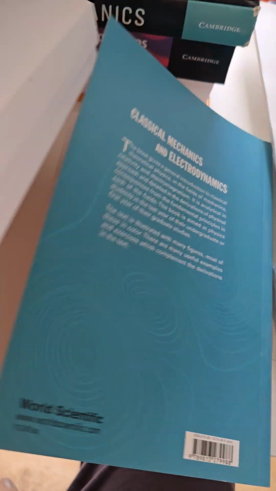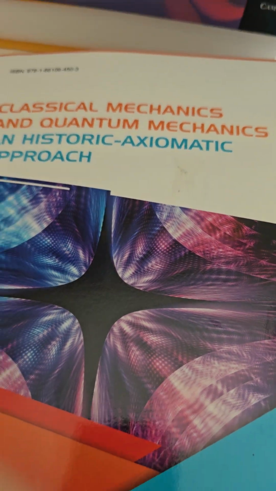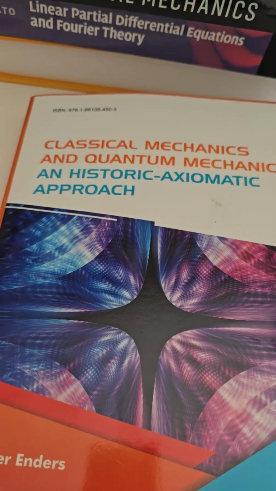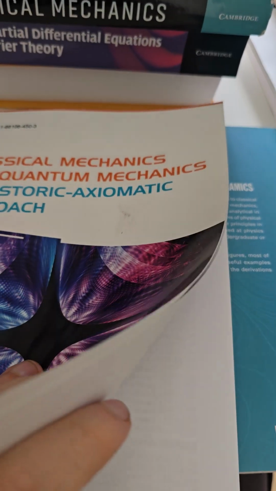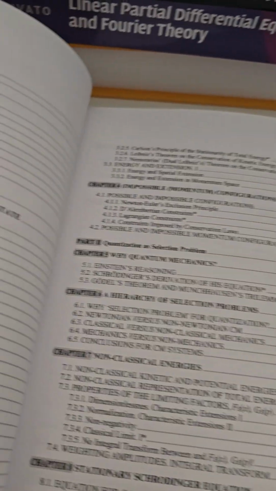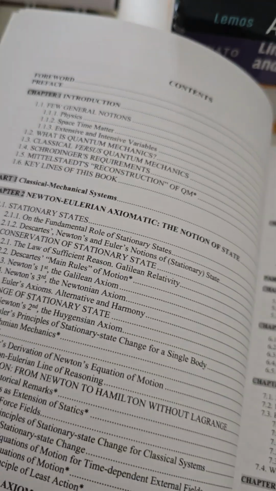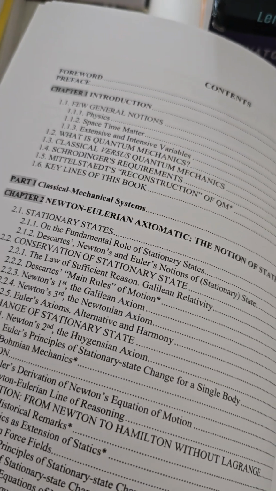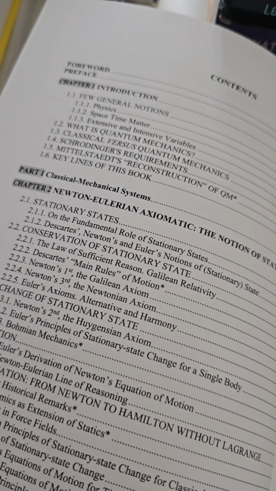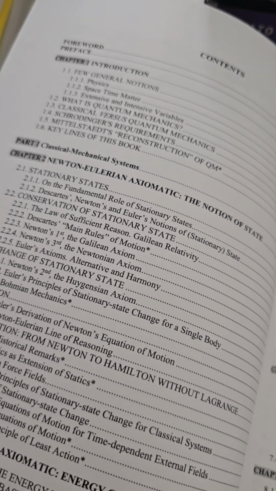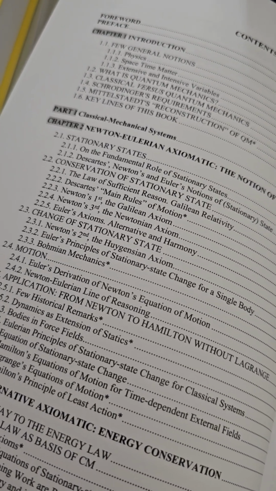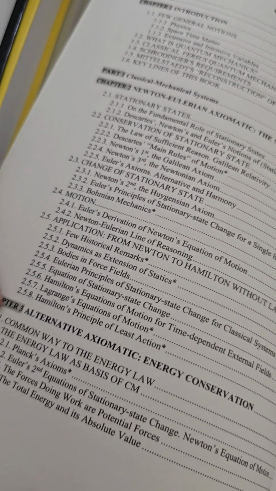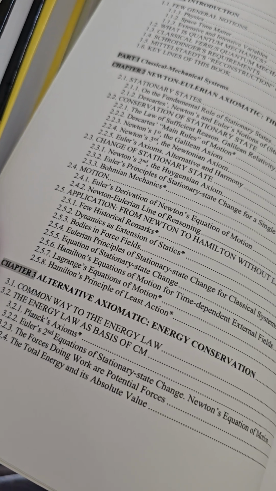Then we have Classical Mechanics and Quantum Mechanics, a Historic Axiomatic Approach by Enders. So in this book we start with an introduction, where they talk about classical versus quantum, what is quantum. Then we talk about the Newton-Eulerian axiomatic, the notion of state. We talk about conservation of stationary state motion. Then alternative axiomatic energy conservation.